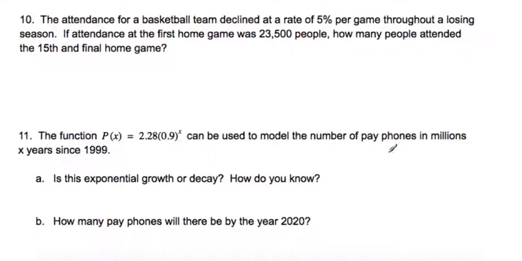All right, the attendance for a basketball team declined at a rate of 5% per game throughout a losing season. Okay, we have declining attendance, so this is decay, and they're losing, so people don't want to come watch them. The attendance at the first home game was 23,500 people. We're assuming this is a professional team because nobody comes to that. Not that many people come to the Bryan games. How many people attended the 15th and final home game?